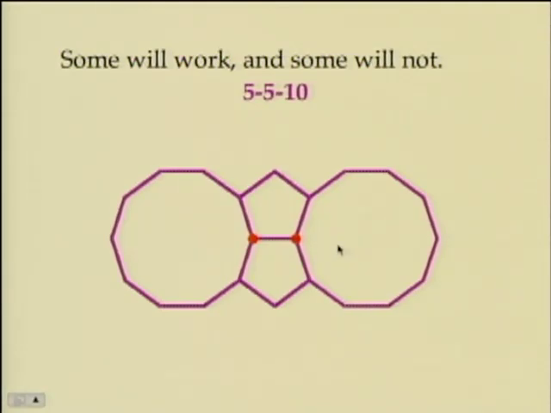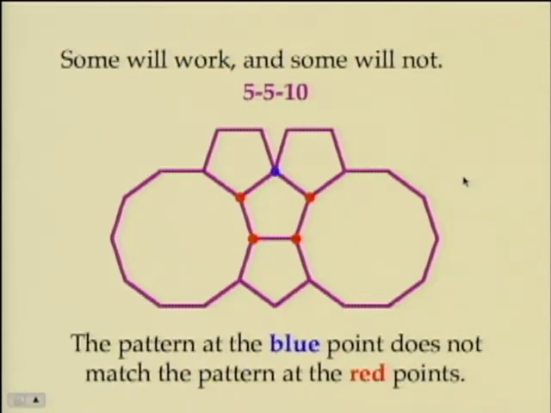Okay, it'd have to be 5, 5, 10 here, and it has to be 5, 5, 10 here and there, but you see, at that blue point, you do not have enough space left. You do not have enough space left to put in another polygon. In fact, you don't have the pattern you need. You've got 5, 5, 5. Okay? So, some of these will work, some of them won't.